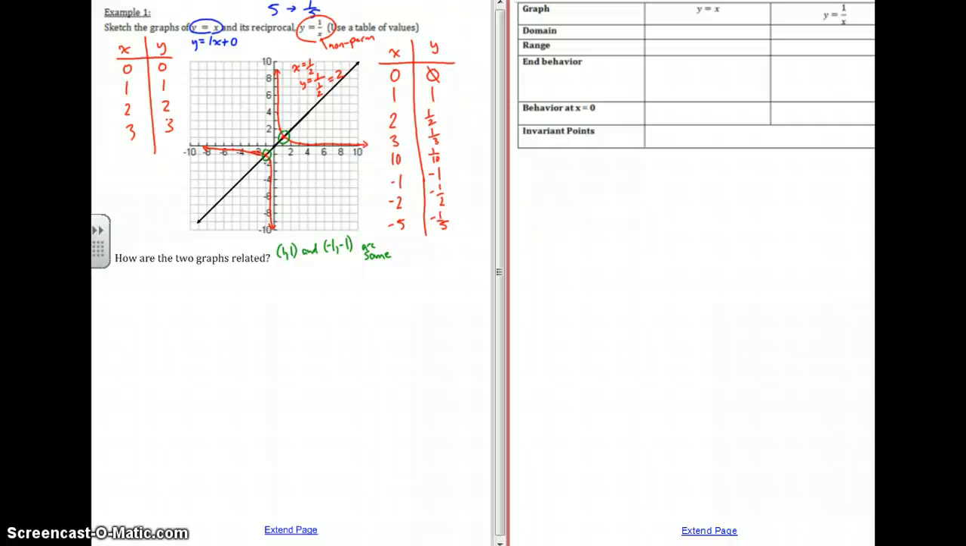Are there any x values that y equals x doesn't appear on? Well, no, y equals x goes from the bottom all the way to the top, keeps going forever, so the domain for that is x is all real numbers. What about the domain for this other one?